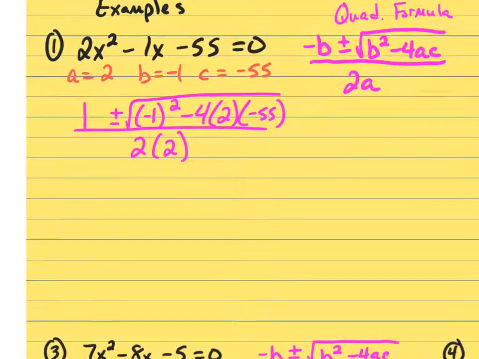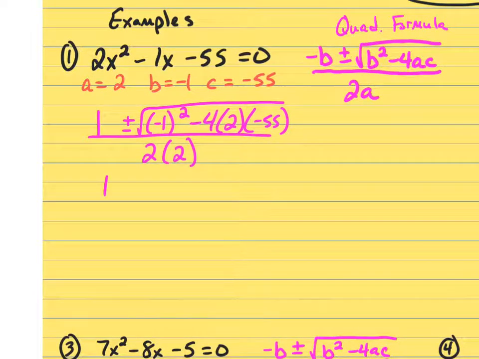Now from here, I bring down my 1 plus or minus and my square root symbol, and the bottom of my fraction is 2 times 2. I'm just going to go ahead and write 4.